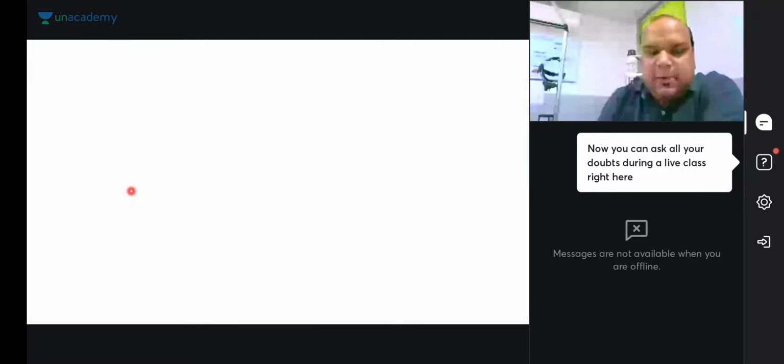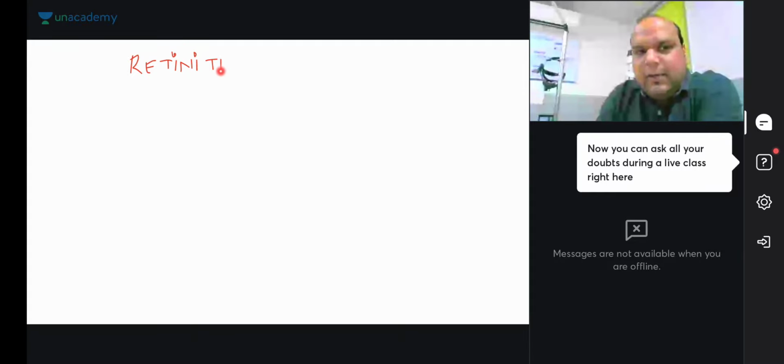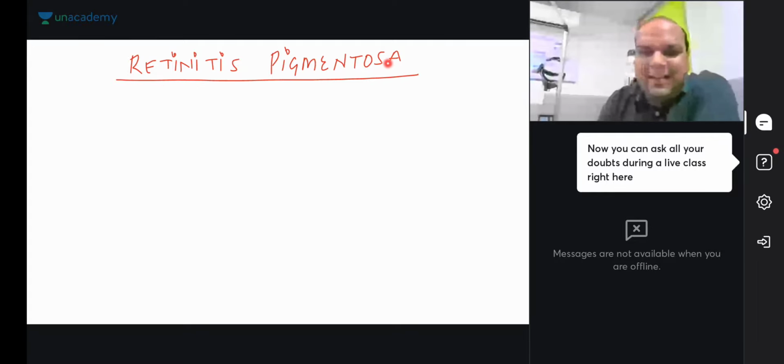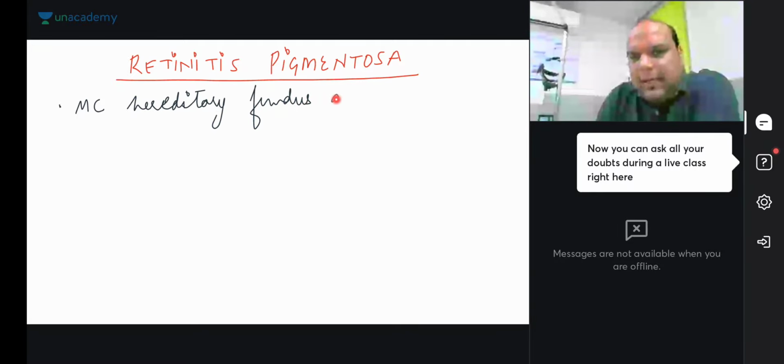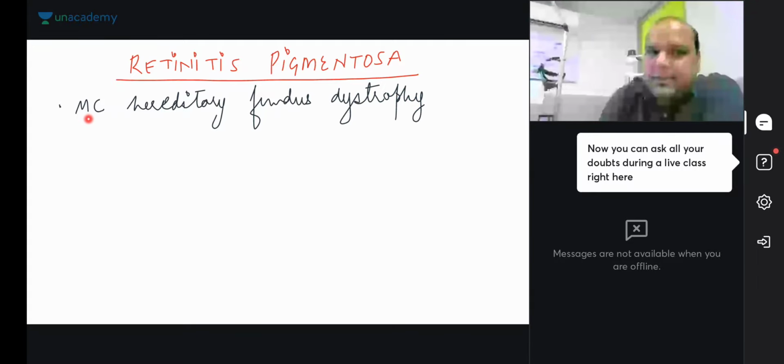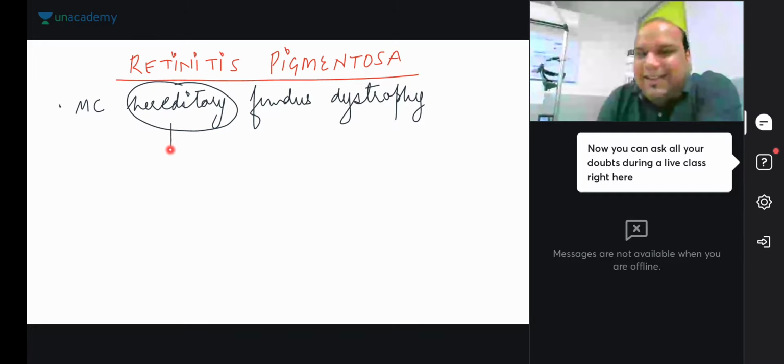The first fundus dystrophy that we will discuss is a very important dystrophy. I hope you have heard this name before, everybody. Retinitis pigmentosa. So the first fundus dystrophy that we are covering today is called retinitis pigmentosa. Now, retinitis pigmentosa is the most common hereditary fundus dystrophy. So it is most common. That is the first point. The second point is, it is hereditary.